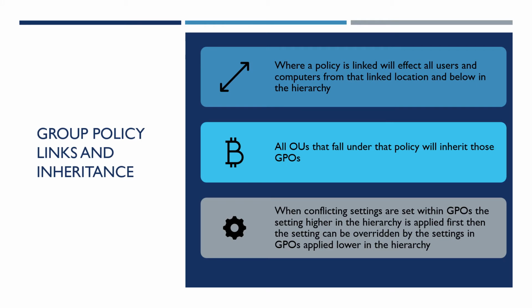Group policy links and inheritance. Every domain is configured with a default domain policy, and that is linked with the domain, so any OU that falls under that domain will inherit the policies of the domain. For example, if a GPO set in place was to make all desktop backgrounds green, then every user who is in an OU that's under that domain would have green backgrounds.